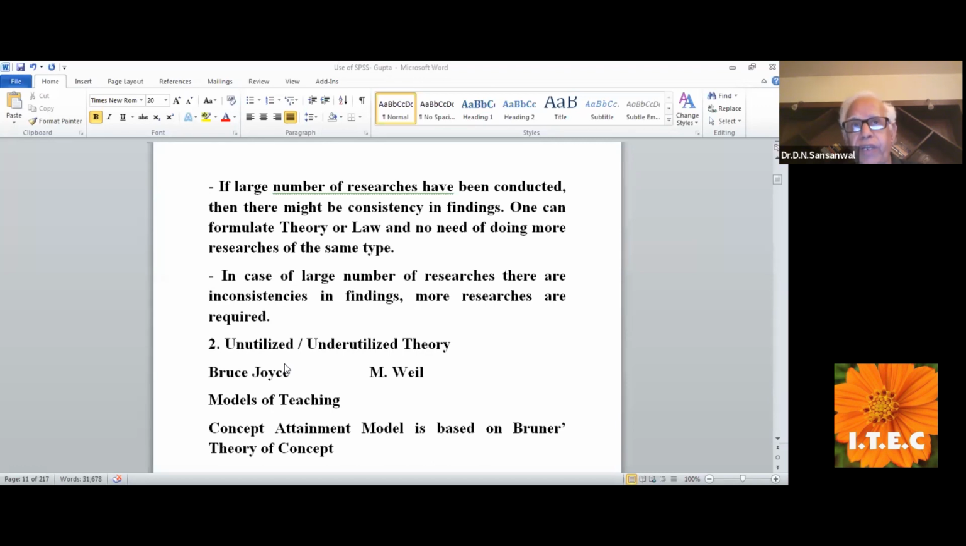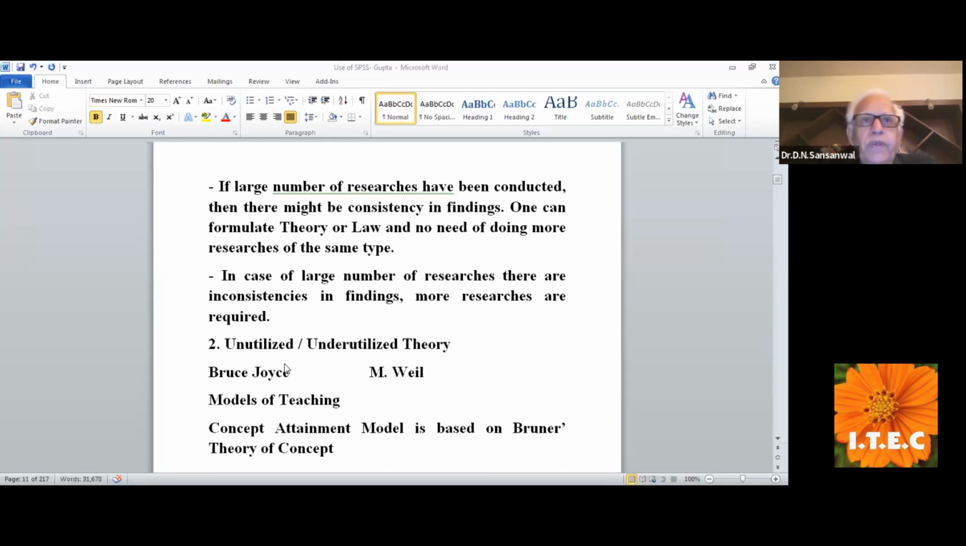looking for the theory which has been utilized. But you may think of another way to utilize it. You know that if you give the reinforcement, then there is a theory that the desired response will be elicited.